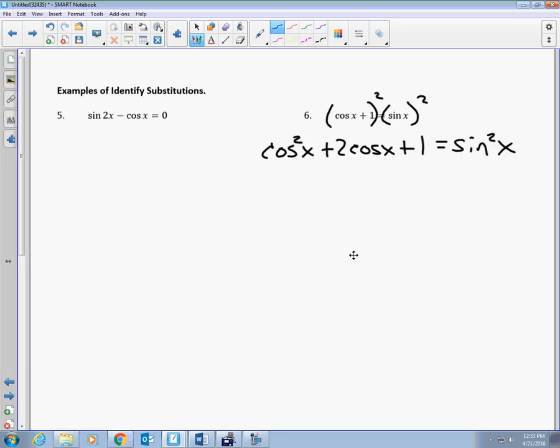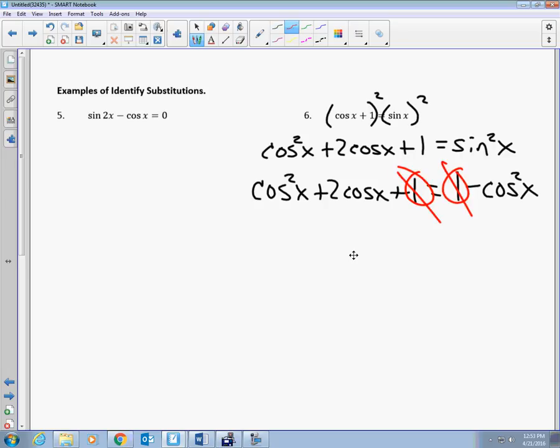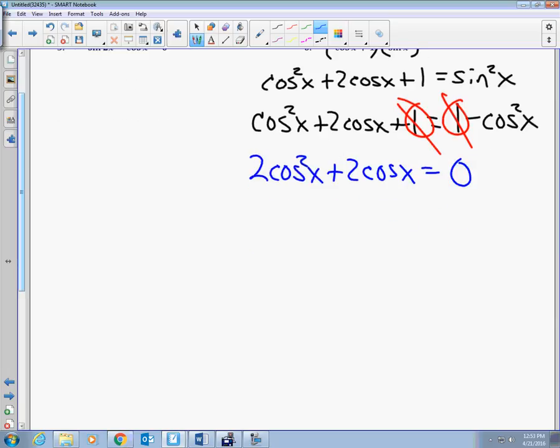Excellent statement, but we're going to change it around a little bit to make better use of it. We're going to say that cosine squared of x plus 2 cosine of x plus 1 is equal to, instead of writing sine squared, we write 1 minus cosine squared. What happens to the 1's? What do you do with the negative cosine squared? To get a 2 cosine squared. Factor out a 2 cosine.